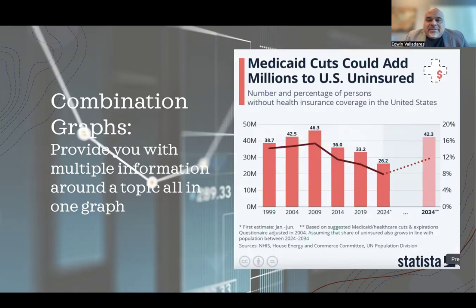Okay. And lastly, here we have one that's a combination. You could see graphs that are a combination of different graphs of different numbers, so we can make a point. In this case, it says Medicaid cuts could add millions to US uninsured. And this is basically an extrapolation. What's an extrapolation? You take some data and you try to infer what the number would be in the future. In this case, they're trying to do that with 2034. That's what extrapolation is. You're inferring, you're calculating what it could be based on the trends that you see now.